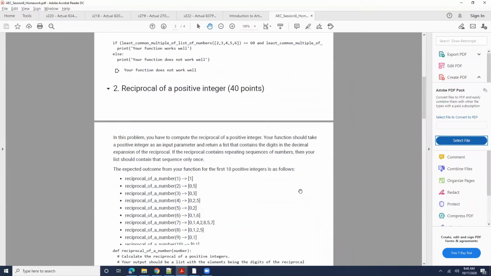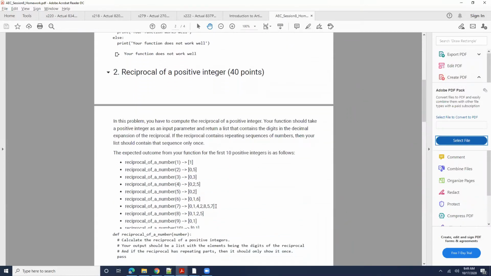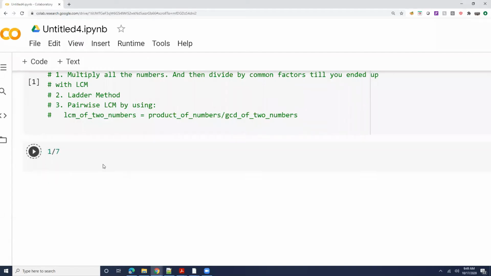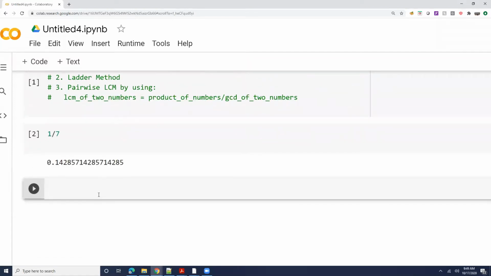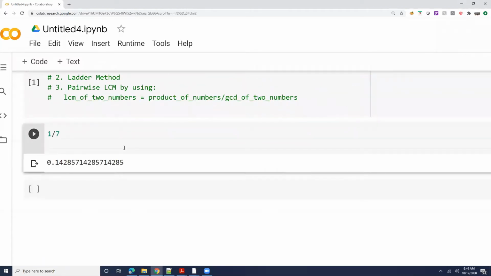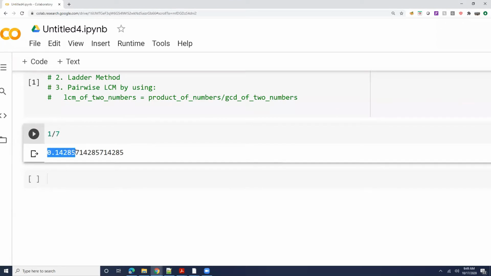But you had to return an array, a list with the digits in the reciprocal which were non-repeating, right? Or the non-repeating portion, or the one-time repetition of the repeating digits. So how do you do that? If you just do 1 by number, what do you get? If I do 1 by 7, what do I get? I get this. So how do I make it return only 0.142857?